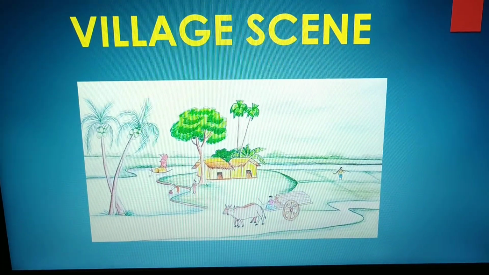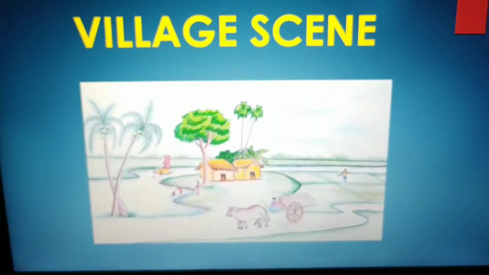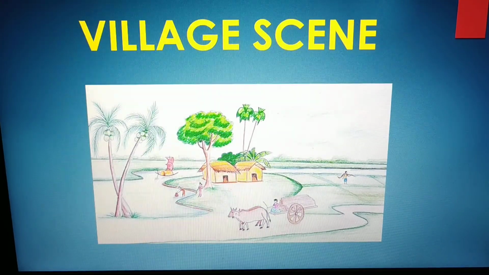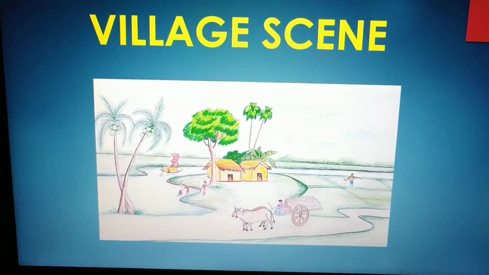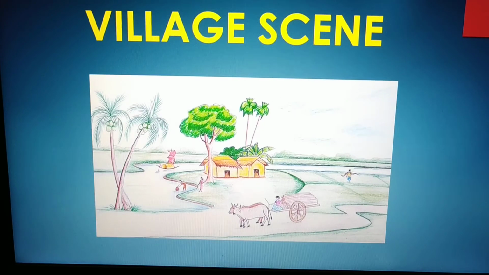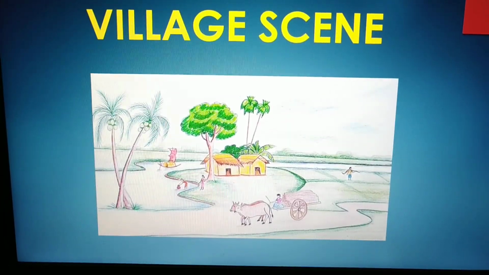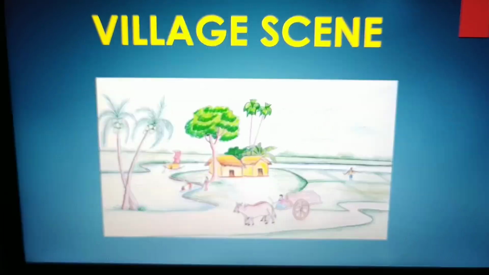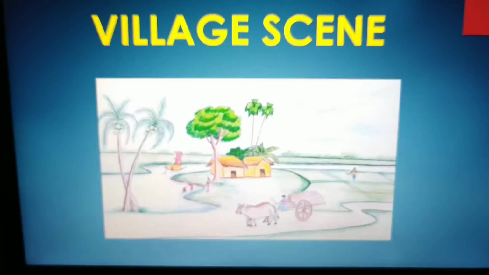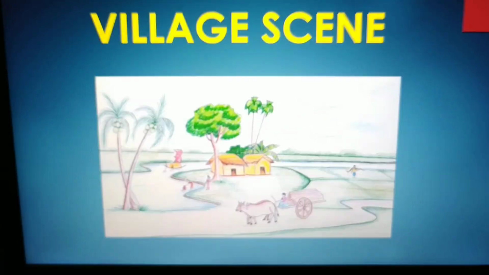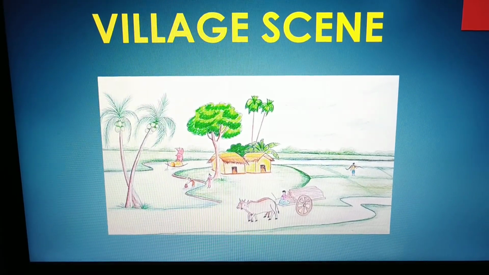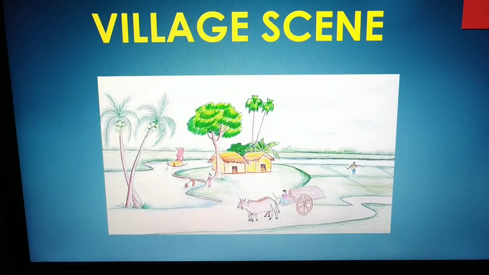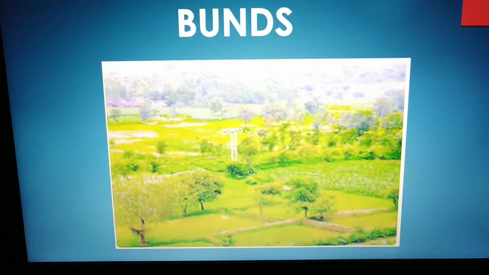So the first slide which we have is village scene. All of you must have been to some village or other, and you must have seen there are so many people engaged in agriculture in rural areas. So there are problems also, like if they are engaged in agriculture, they have disputes, they have problems. So let's begin with the chapter.